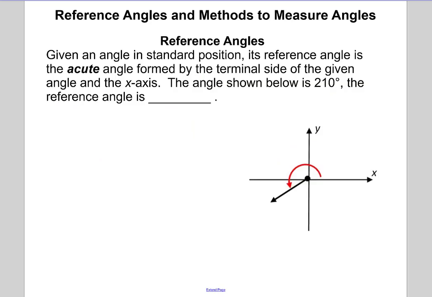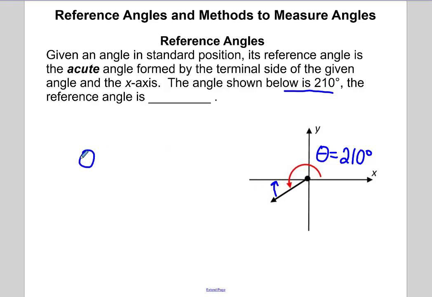Now let's look at reference angles and how to measure angles. A reference angle is when we're given any angle in standard position. So let's just take a wild stab and call this angle 210 degrees, since they've told us this angle is 210 degrees. We want to find the reference angle, and one way to think about a reference angle is how can you get back to the x-axis in the shortest route. So the shortest route to get back to the x-axis would be this little angle right in here. That's going to be our reference angle.